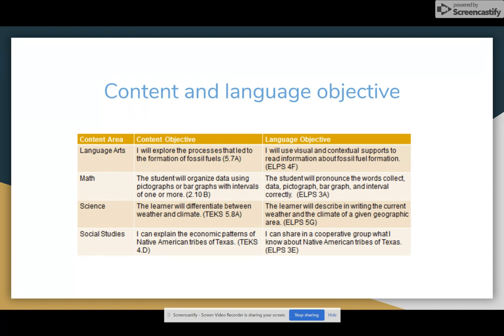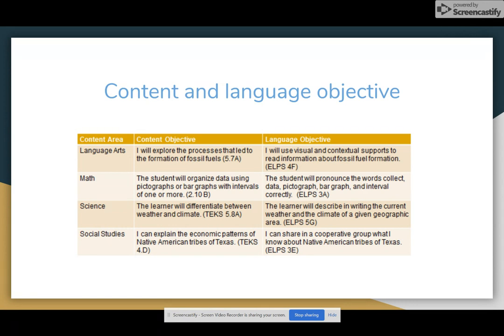Then you go into, for example, math. The students will organize data using pictographs or bar graphs with intervals of one or more. That's a second grade one. And then the language objective will look like: the students will pronounce the words collect data, pictograph, bar graphs, intervals correctly. So basically that's going to help them organize the whole information. For science, the learner will differentiate between weather and climate. That's fifth grade. So how are they going to differentiate it? Well, the learner will describe in writing the current weather and the climate of a given geographic area.